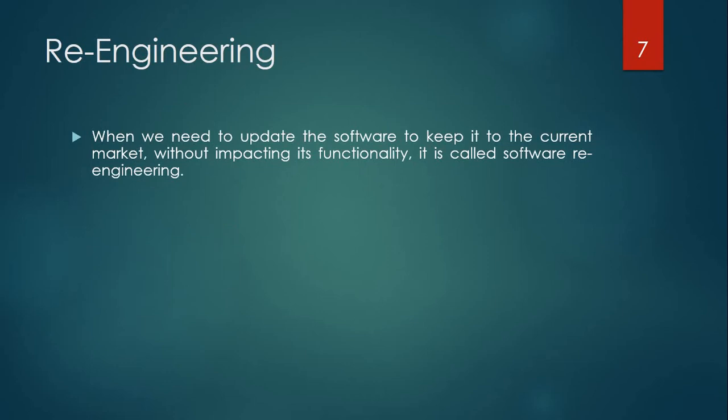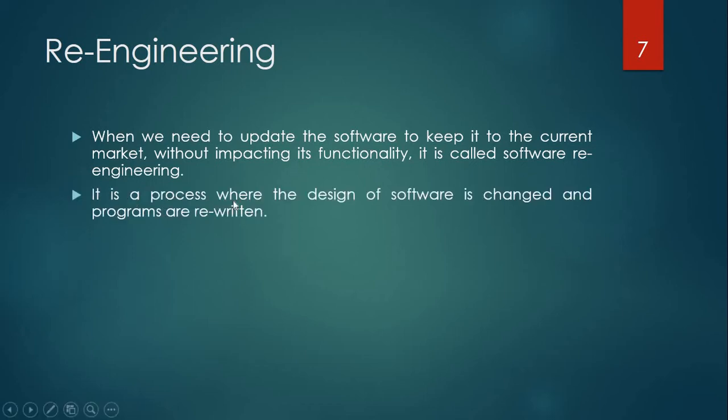So when we need to update the software to keep it current with the market without impacting its functionality, it is called software re-engineering. It means we will update the software but we will keep its functionality as it is. That is known as re-engineering. For example, it is a process where the design of software is changed and programs are rewritten. Means only the design is changed, programs are rewritten, but its functionality is as it is.